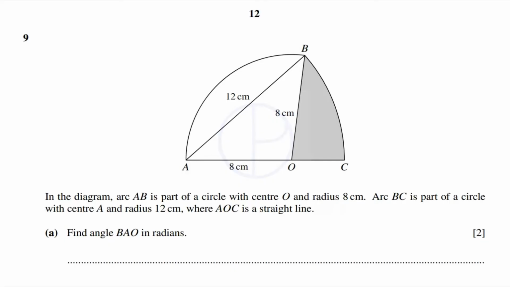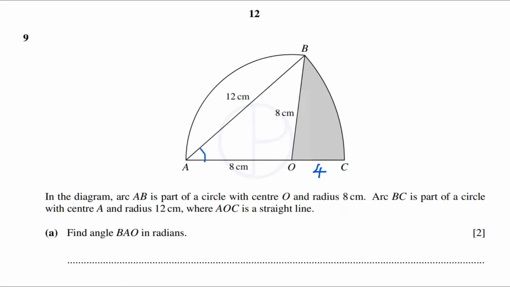Next, question number 9. In the diagram, arc AB is a part of a circle with center O and radius 8. Arc BC is part of a circle with center A and radius 12 cm, where AOC is a straight line. Find the angle BAO in radians. So AB is 12 centimeter, then AC is also 12. So if AO is 8, then OC will be 4.